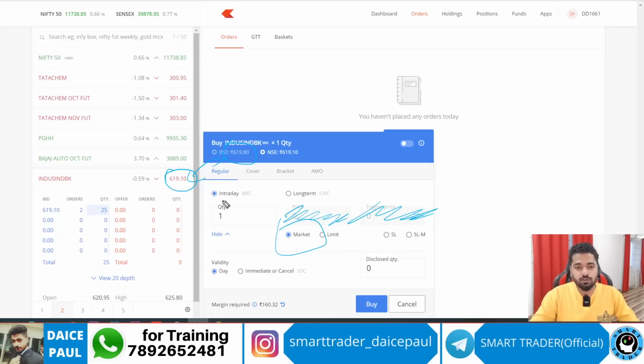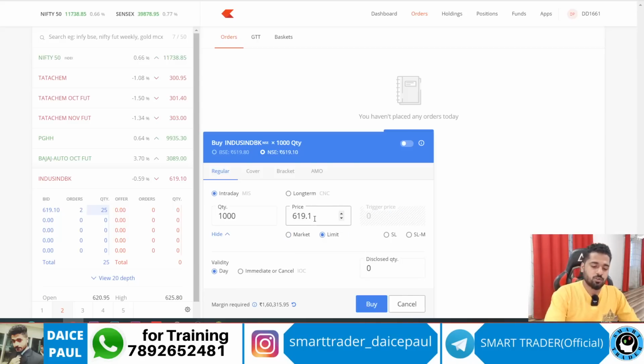Let's say you want to buy 100 quantities, or let's say 1000 quantities. To buy this 1000 quantity, you put a market order. Whatever is the market price, it will automatically purchase. Next one is the limit order. In a market order, the price is grayed out, but when you click on limit order, your price gets opened here.